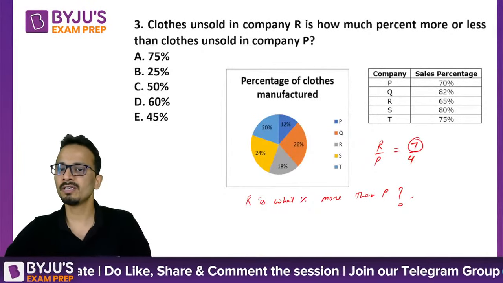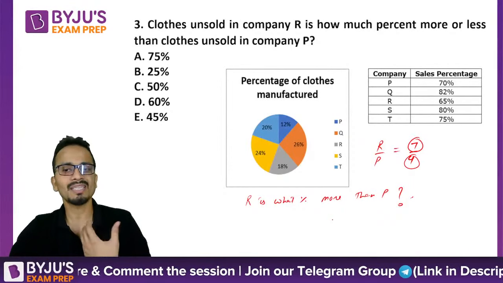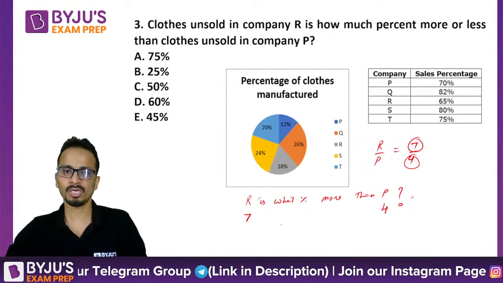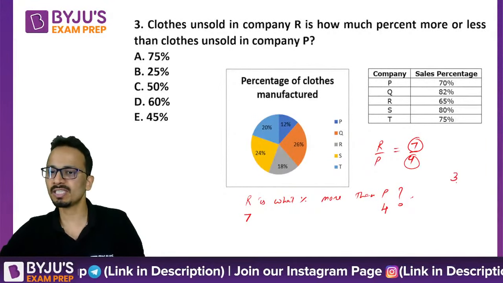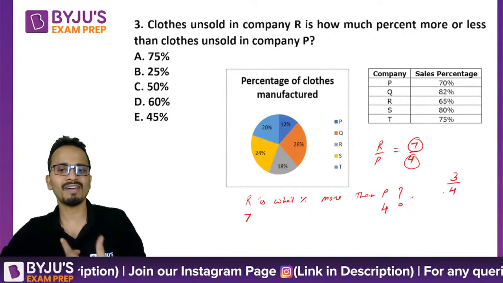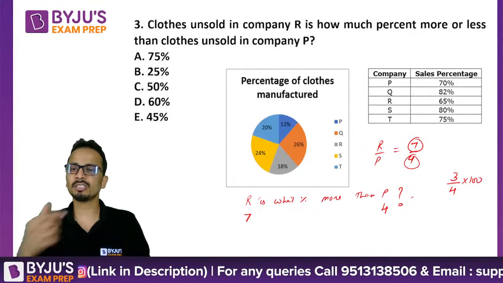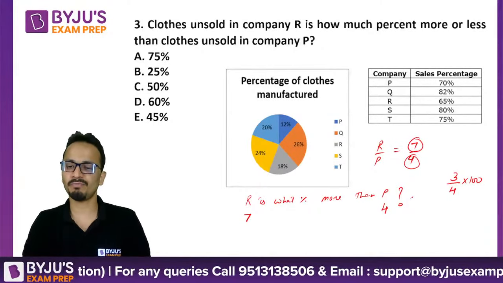So 7 is what percentage more than 4. तो 7, 4 से कितना ज्यादा है? 3 ज्यादा है, divided by the value of P, divided by 4 into 100. Do the calculations, you will get the answer as 75%.